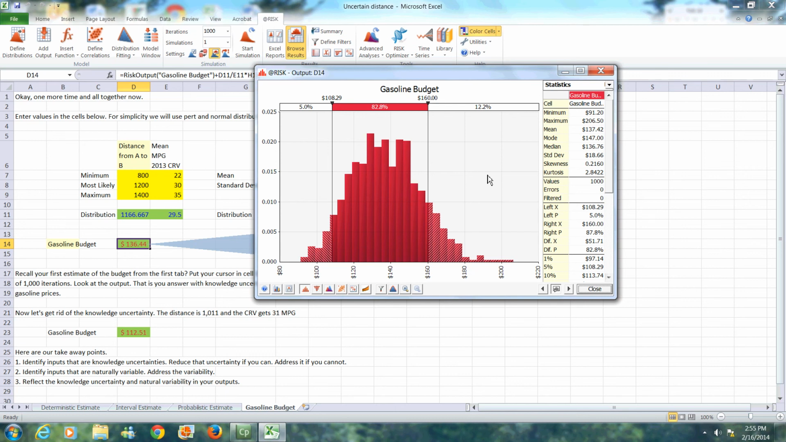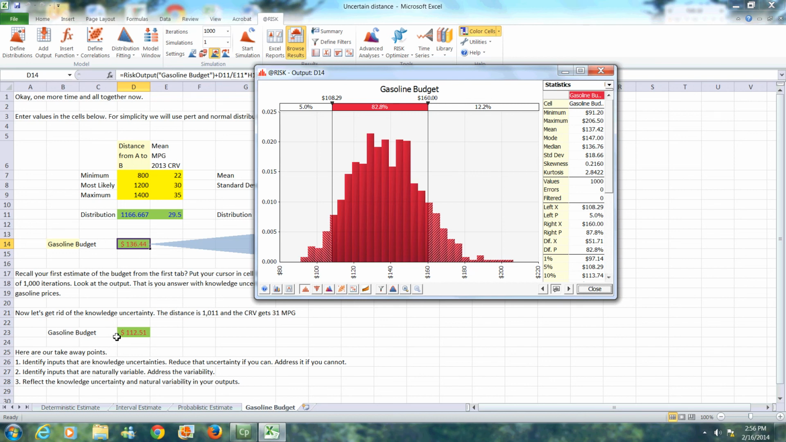This distribution that you're looking at right here, this spread of numbers, this is uncertainty about what that budget would be. And this uncertainty reflects knowledge uncertainty. It reflects the fact that we don't know the distance and we don't know the mean miles per gallon. And it also reflects natural variability. So down below, beginning in row 21, I've suggested we could get rid of the knowledge uncertainty by looking up the distance. It is 1,011 miles, and the CRV gets 31 miles per gallon. And so the knowledge uncertainty has disappeared.